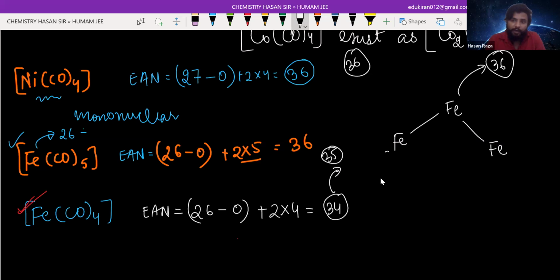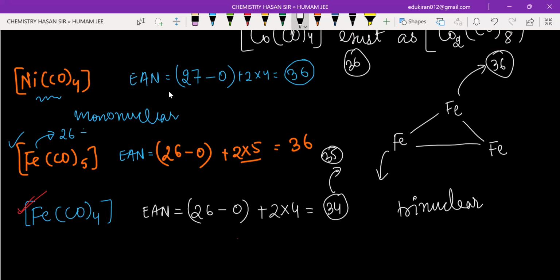In order to get this as 36, you have to do this. So this is your trinuclear, isn't it? You can see for 35, to get 36, it becomes dinuclear. So for 1, it becomes dinuclear. So for 2, it becomes trinuclear. Are you getting my point, Humam? Austin? No, sir, I did not get it.